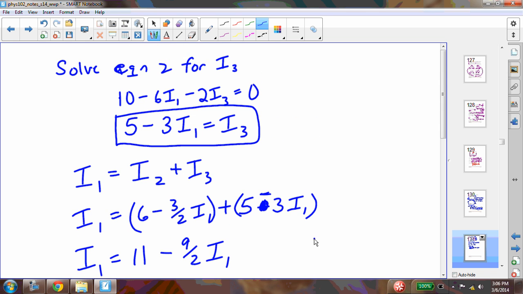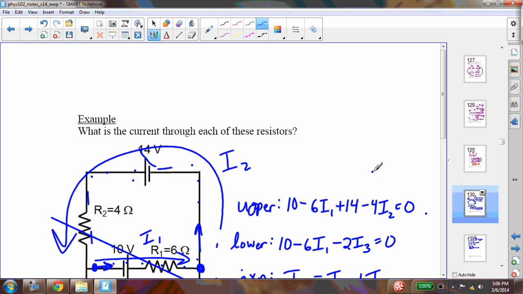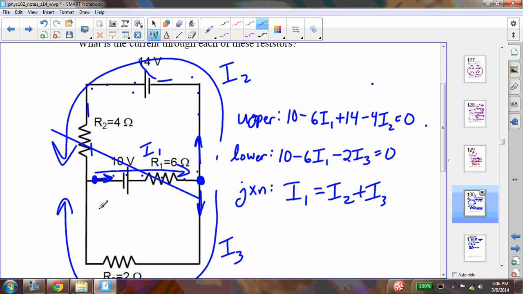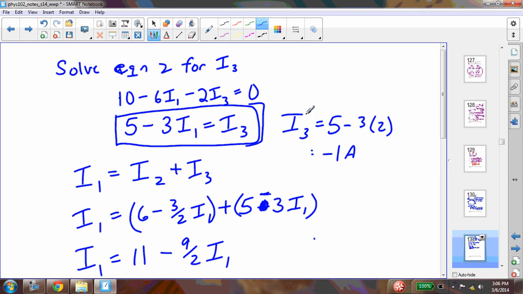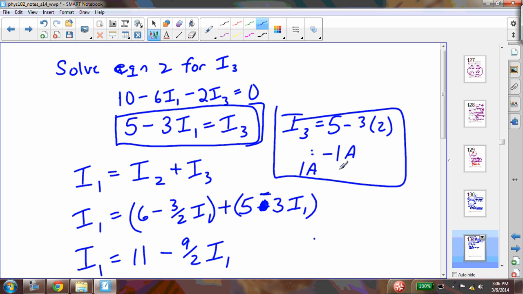Now, when we want to find I3, I know what I1 is. I1 is equal to 2. And so I can just come up here and I can say I3 equals 5 minus 3 times 2, which is equal to negative 1 amp. Now I3, we chose to be clockwise. So the direction for I3 is going to be 1 amp counterclockwise, which is the opposite direction from what we chose.